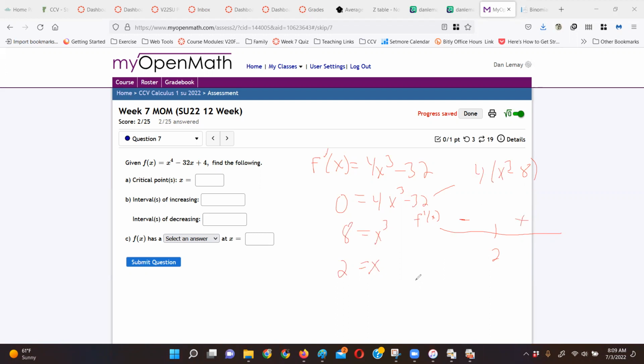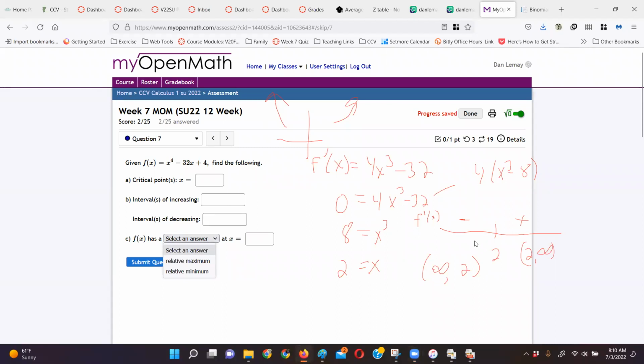So this function is decreasing from negative infinity to 2, open interval on both, and increasing from 2 to infinity. We know it's a fourth degree equation, so we know the ending behavior goes up that way. Yes, there are some wiggles going on, but they aren't asking us to do more work. So I've got my answers. Then we have to ask whether it's a minimum or maximum.